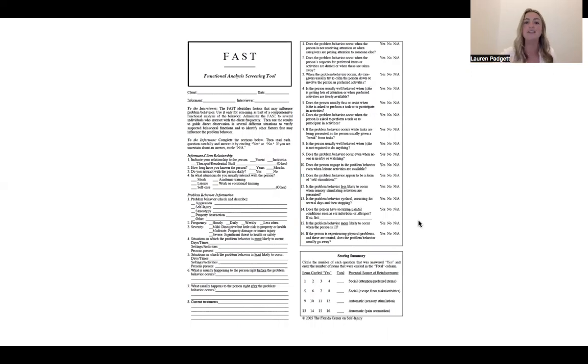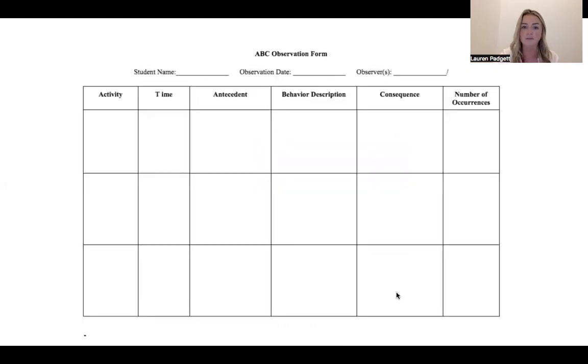The next one we have is the Functional Analysis Screening Tool, or the FAST, in which case the client is filled out again, the informant and the interviewer ask questions. In this one, we talk more about potential problem behaviors. This might be a more descriptive list, and we answer, again, similar yes, no, not available questions, and then score at the end those four functions of behavior.